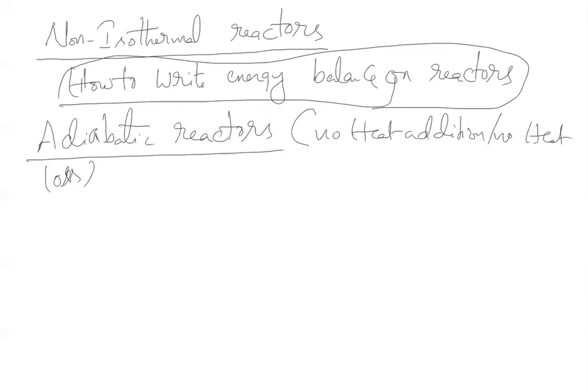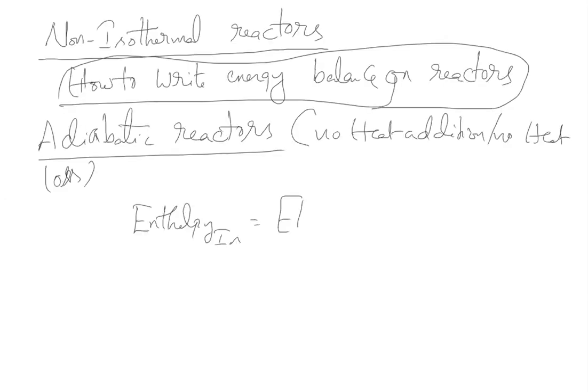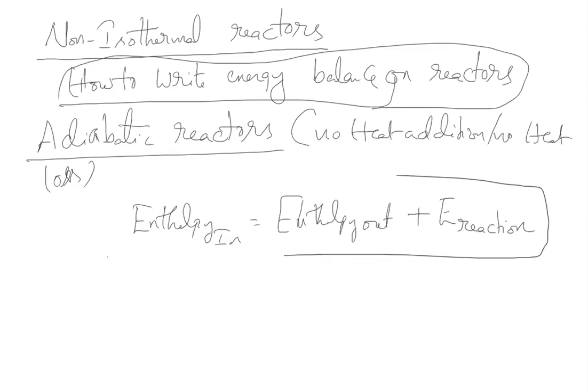How do you write the balance? Enthalpy in is equal to enthalpy out plus enthalpy released, or gained, in the reaction. This is how you write the energy balance: enthalpy into the system, minus enthalpy out of the system, is equal to enthalpy of the reaction.